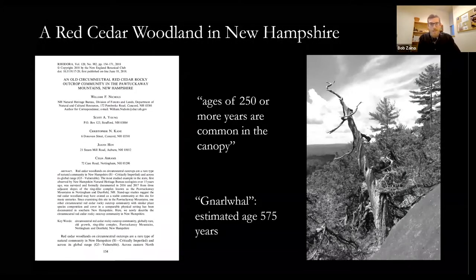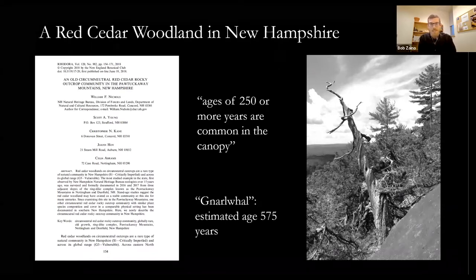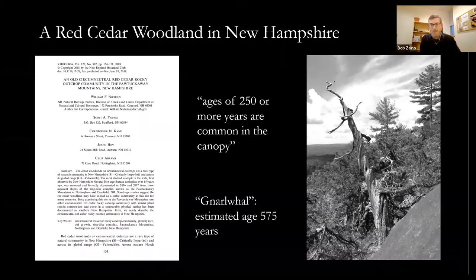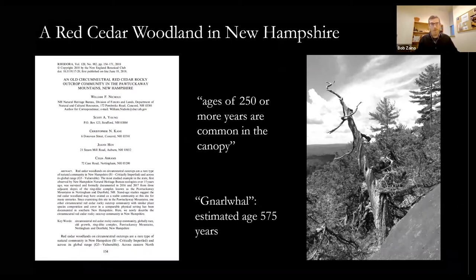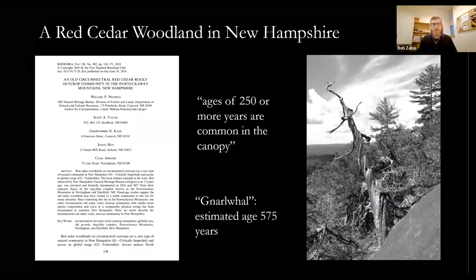So in New Hampshire, they also have these red cedar woodlands. And this is a rare natural community in both states. New Hampshire ecologists did a study a few years ago and found that many of their red cedar woodlands had surprisingly old trees. As you can see here, many were 250 years old or older. And then they found this one tree, the one on the right here, that I guess they called the narwhal, that was 575 years old. So Matt was reading this report and thinking, well, we've got trees like that here in Vermont, and let's go look at them and see what there is.